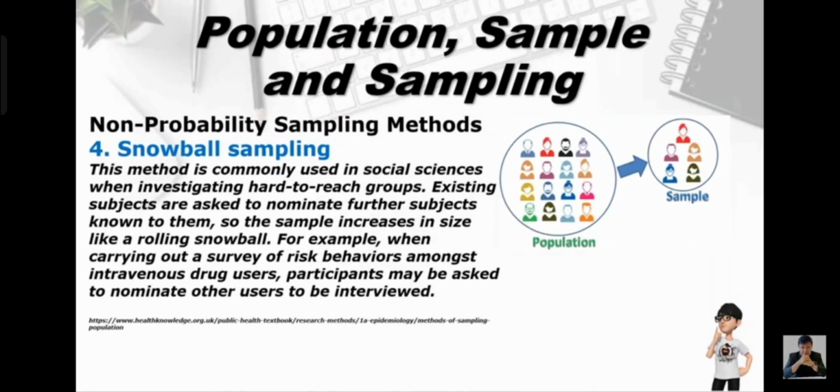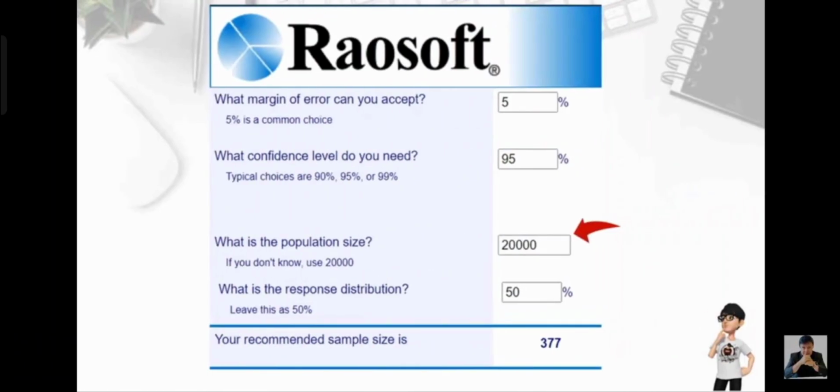Fourth one is the snowball sampling. This method is commonly used in social sciences when investigating hard-to-reach groups. Existing subjects are asked to nominate further subjects known to them, so the sample increases in size like a rolling snowball. For example, when carrying out a survey of risk behavior among intravenous drug users, participants may be asked to nominate other users to be interviewed.